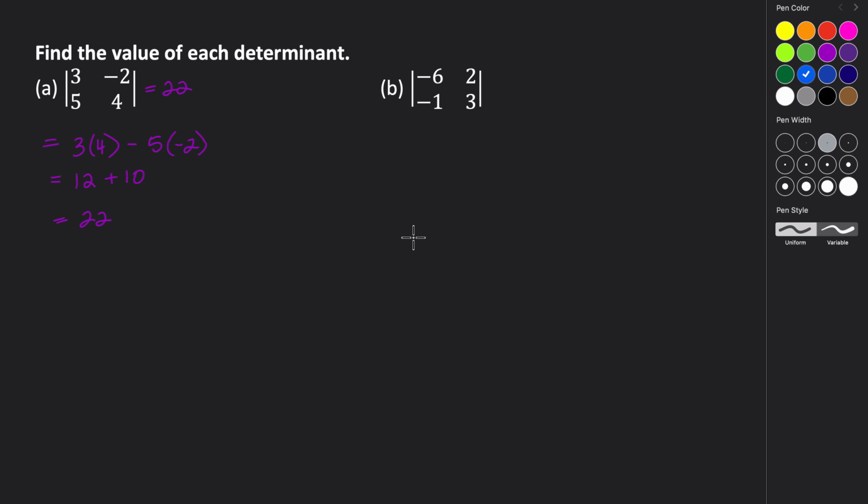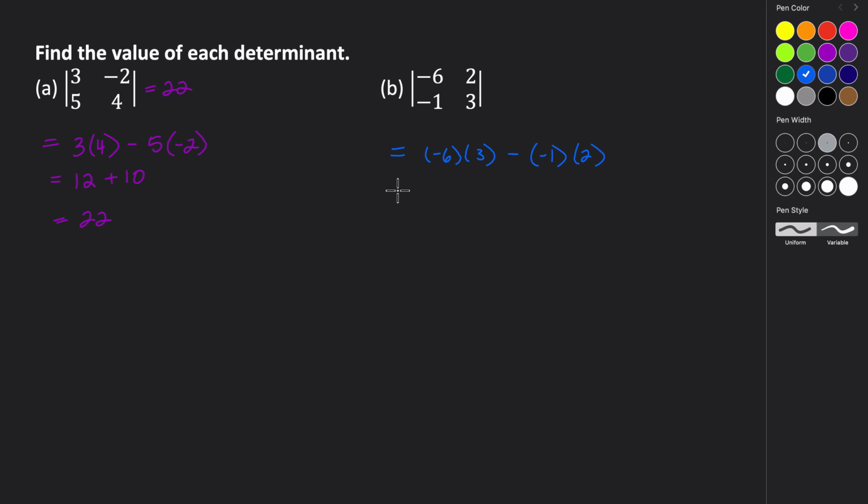Looking at our other matrix, finding its determinant. So multiply along the first diagonal, so negative 6 times 3, and then we're going to take the difference of that and the other product. So it's going to be negative 1 times 2.